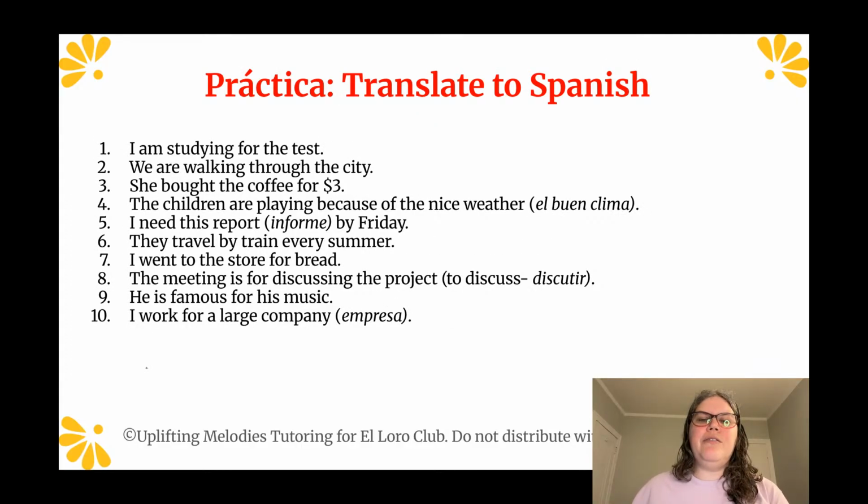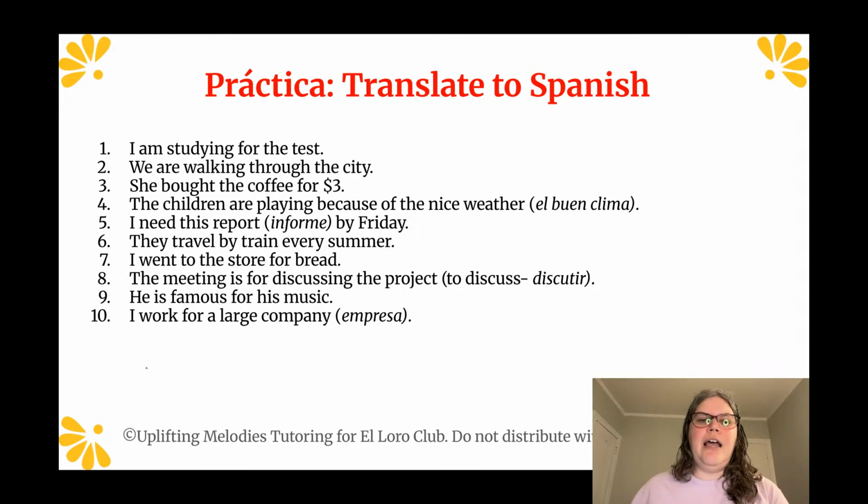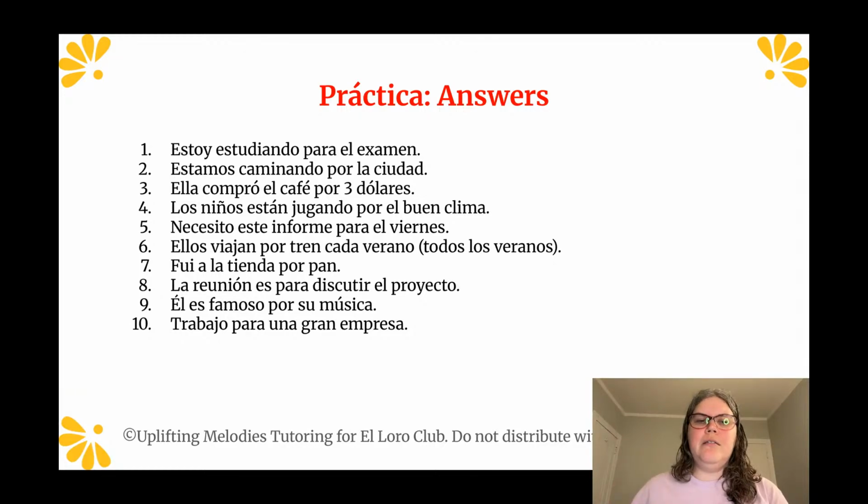He is famous for his music. Okay, this is like because of. So él es famoso por su música. And then I work for a large company. When you work for a place, it's trabajo para una gran empresa. Another one that I didn't mention is voting. When you vote, you say por. So if I voted for a certain person, you're going to use por for that.